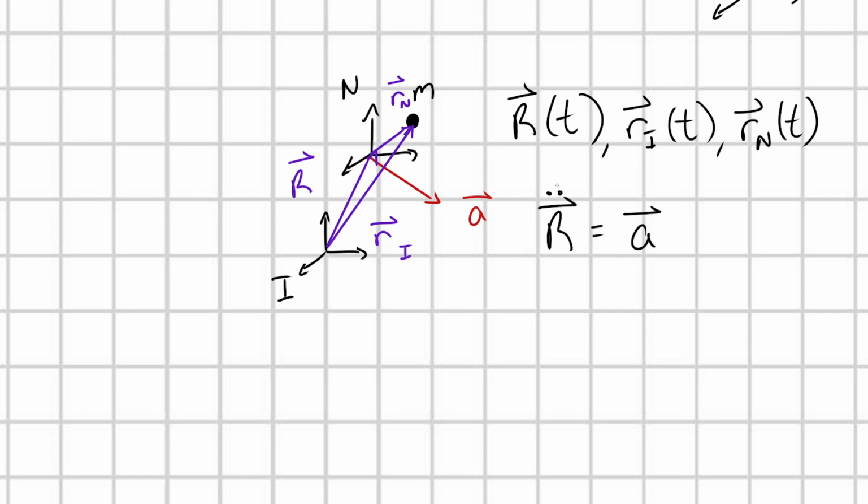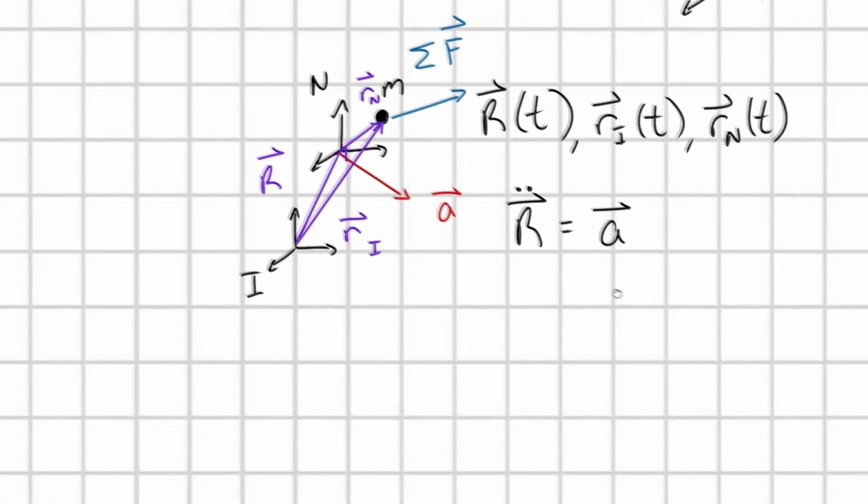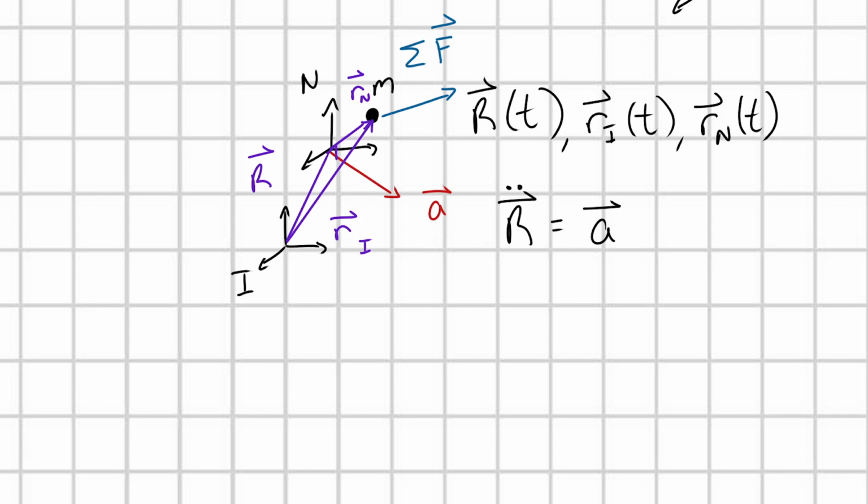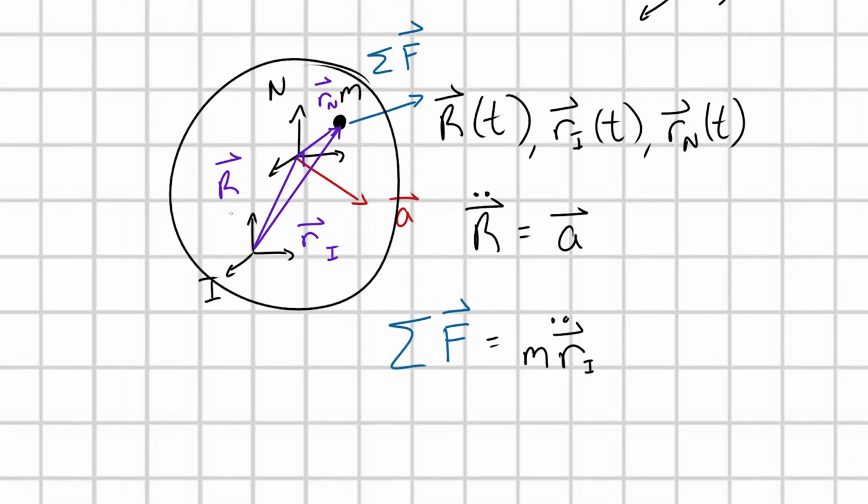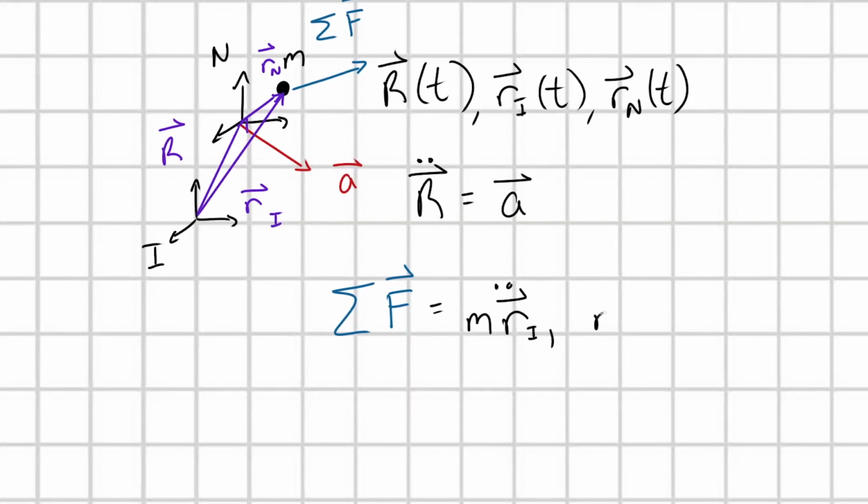If so, we know that in the inertial frame I, whatever happens to this mass is going to obey Newton's second law. So I'm going to suppose that this m could have some net external forces on it. In which case, in the inertial frame I, sigma F is going to be equal to m times Ri double dot. F equals ma. But look, you see how we have this triangle of three vectors here? So we also know that Ri is going to be equal to capital R plus Rn. You see how the two vectors add tip to tail and make Ri?